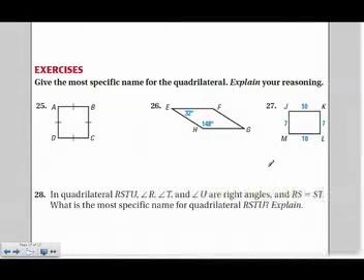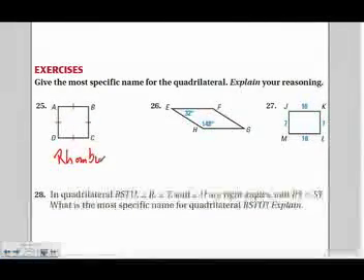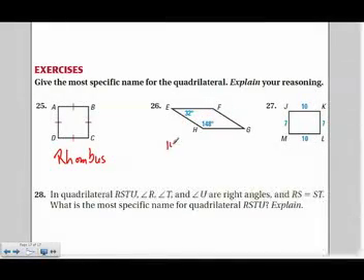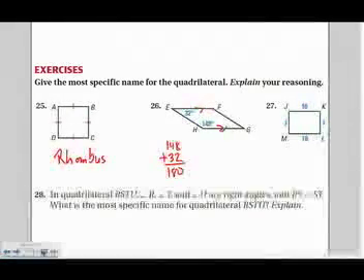Give the most specific name with the given information. Explain your reasoning. Notice these four segments are congruent. It does not tell us these are 90. So the only thing we know for sure is that this is at most a rhombus. If this is 32 and this is 148, let's add them together to confirm that this is supplementary. Notice this is 170 and this is 10. 170 plus 10 is 180. If these are supplementary, then this is parallel to this.